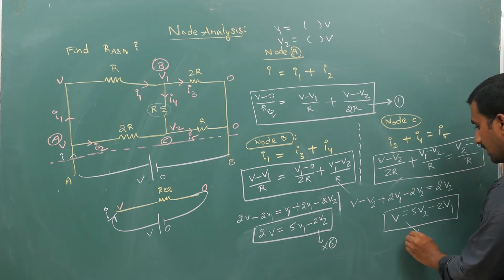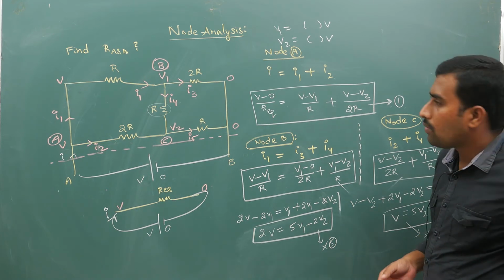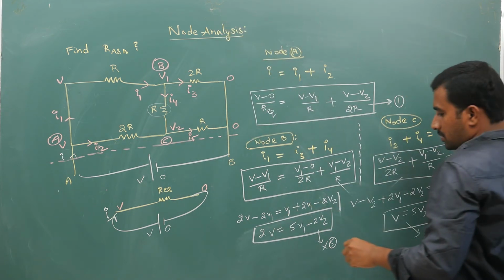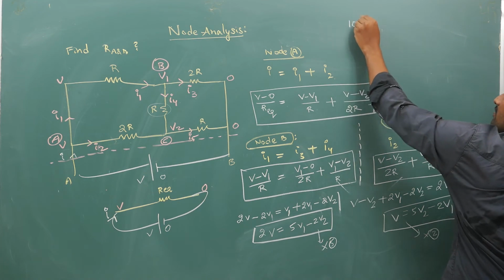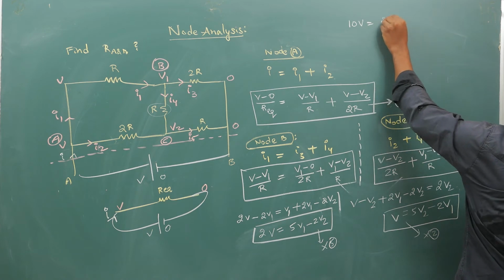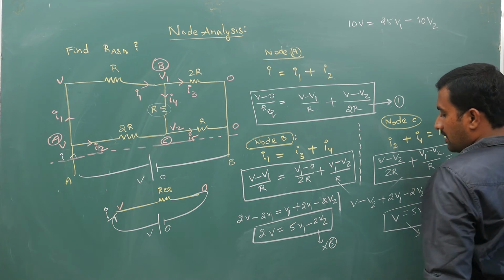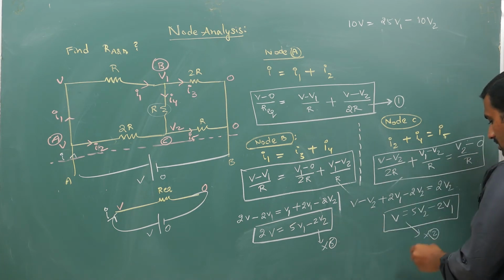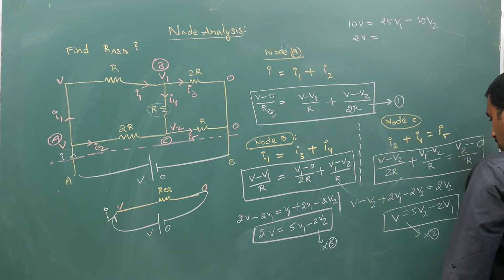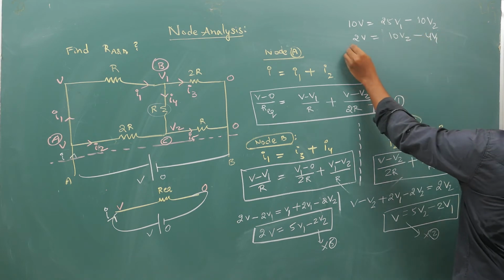This is multiplied by 2. So if I do so, what I am going to get is, because of lack of space, I am writing 10V is equal to 25V1 minus 5 2s are 10V2. I am multiplying this equation with 5, this equation with 2. 2V is equal to, 2 5s are 10V2 minus 2 2s are 4V1.